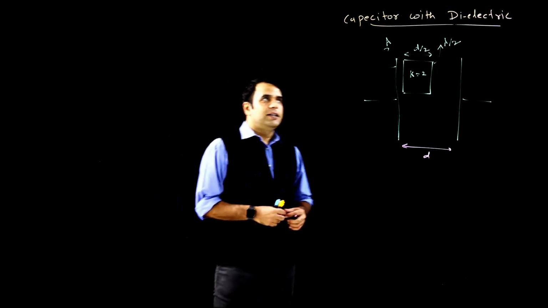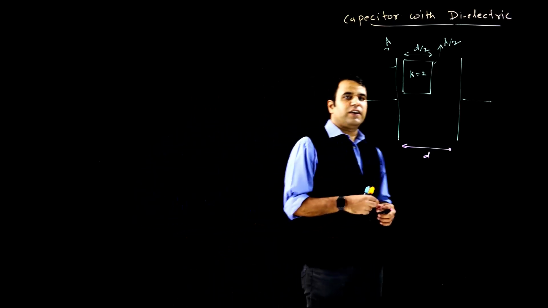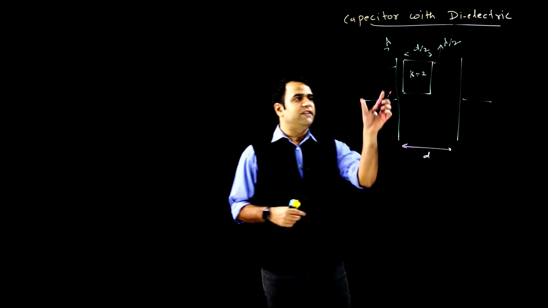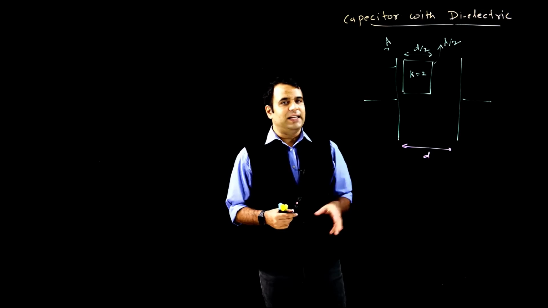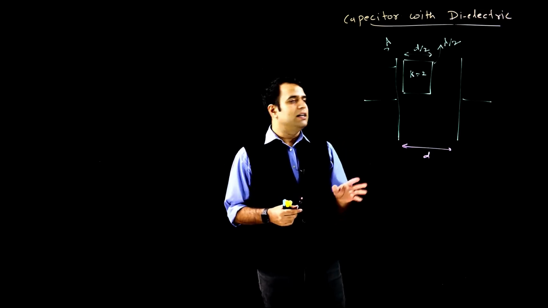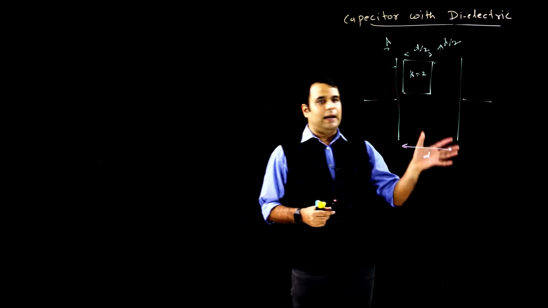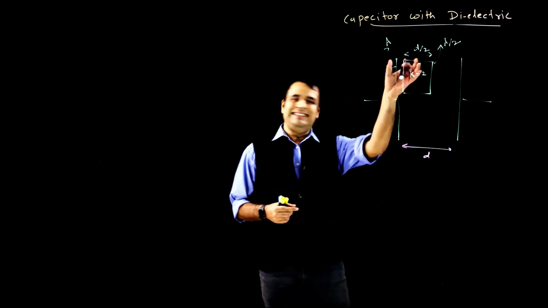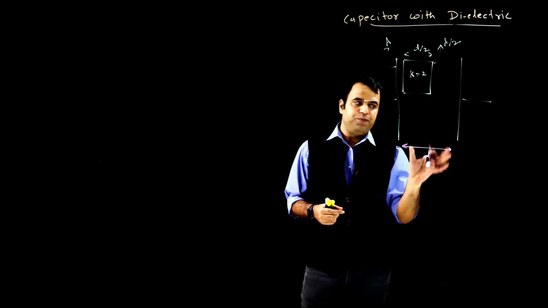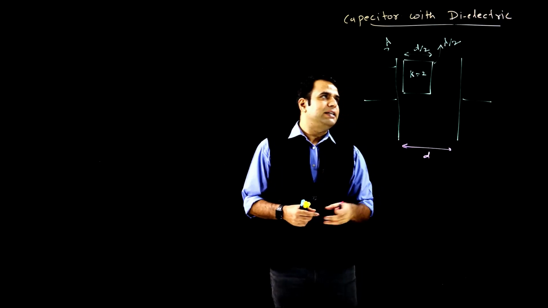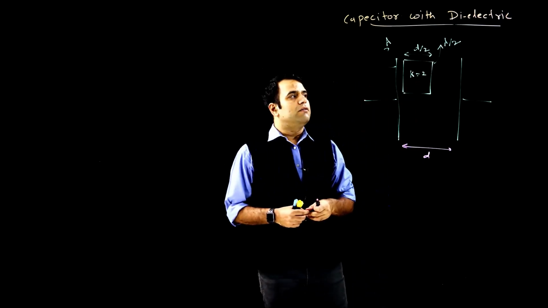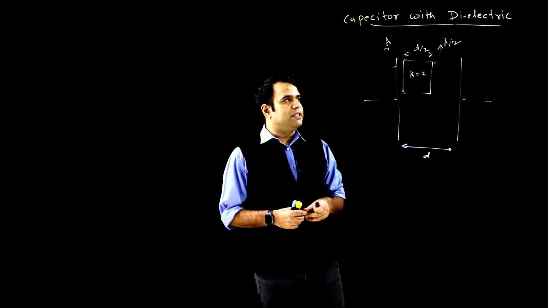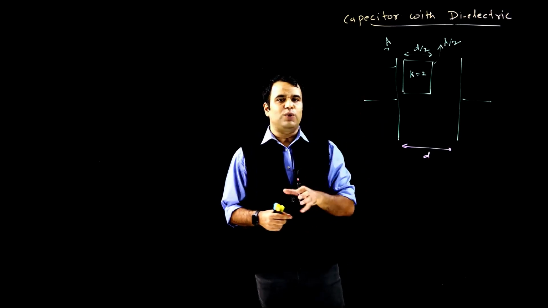Hello. Now we will calculate the capacitance of a capacitor which is partially filled by the dielectric. But this time, the cross-section area as well as the width of the dielectric is not the same as the capacitor. Its width is d by 2, which is half of the width of the capacitor. Its cross-section area is a by 2, which is again half of the cross-section area of the capacitor. These values we have taken so that the calculation is easy.